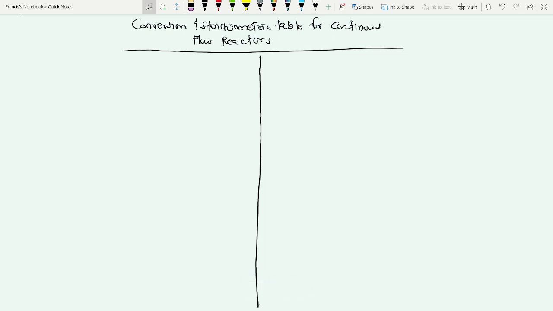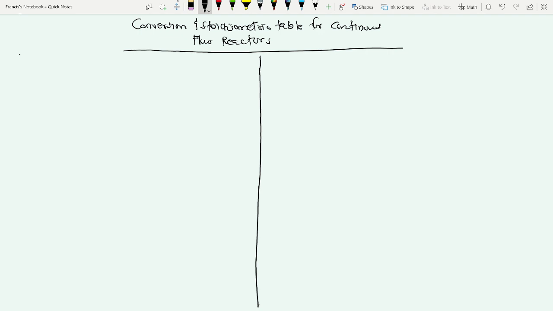So in today's video, we'll be looking at converting a stoichiometric table for continuous flow reactors. Everything we'll be doing today will be similar to what we did in our previous video. Just that for that one, because we were looking at batch reactors, we were considering the amount of substance, which is the moles. Now because we are looking at flow reactors, we'll be considering flow rate instead of moles.